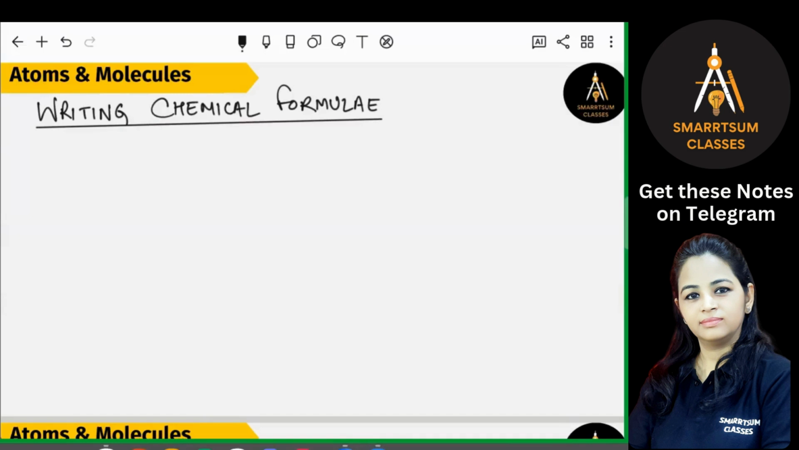So let's see how to write the chemical formula. The shortest way to represent a compound with the help of symbols and valency of elements is known as chemical formula. Okay, so what do you mean by chemical formula? The shortest way to represent a compound with the help of symbols and valency of elements is known as chemical formula.